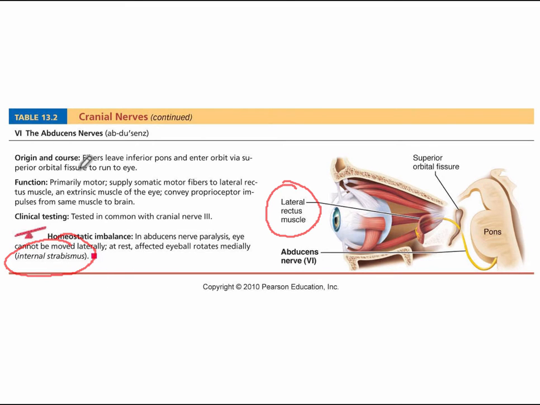It's primarily a motor nerve. I want you to remember specifically that there are three cranial nerves associated with the extrinsic eye muscles. There is cranial nerve 3, which is the oculomotor, and that controls four out of the six extrinsic muscles.